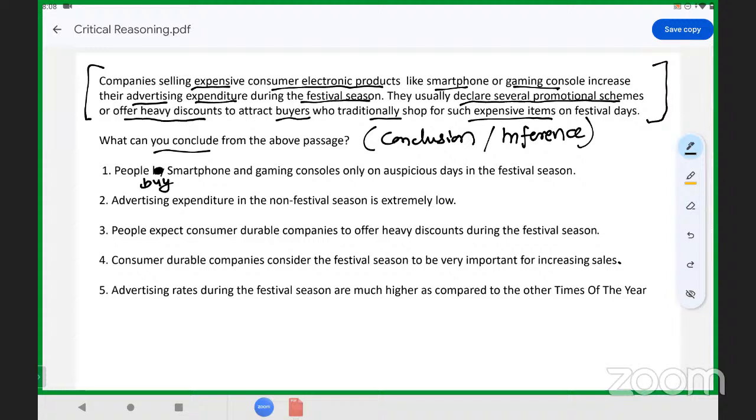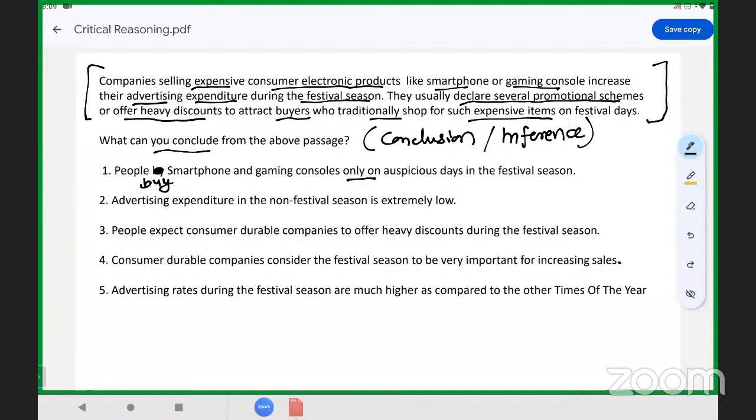Let us start with the first sentence. What is given over here? People buy smartphones and gaming consoles only on auspicious days in the festival season. If you compare this statement, this is a direct statement that says people buy smartphones and gaming consoles only on auspicious days.